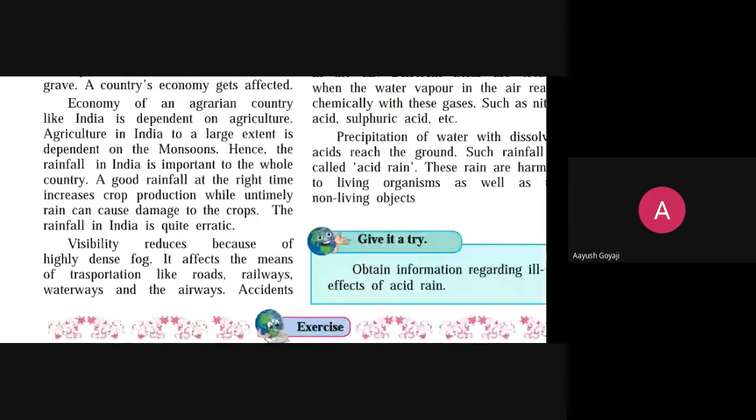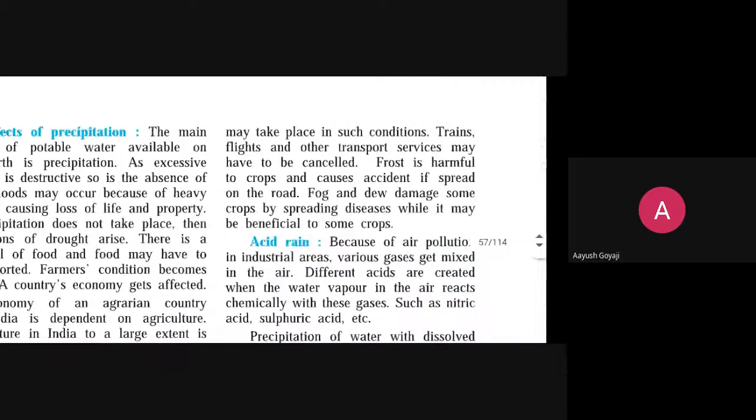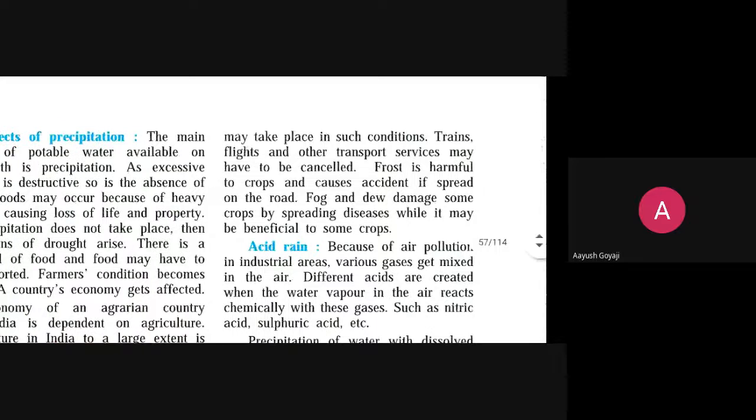खूप जास्त प्रमाणात जर धुकं पडलं तर काय होऊ शकतं, आपल्याला जी व्हिजिबिलिटी आहे म्हणजे दृश्यता आहे ती कमी होऊ शकते. Also it affects the means of transportation like roads, railways, waterways as well as airways. म्हणजे ट्रान्सपोर्टेशनचे जेवढे काही रूट्स आहेत, ओके, तर हे सगळे रूट्स अफेक्ट होऊ शकतात कारण आपल्याला व्हिजिबिलिटी कमी आहे. Accidents may occur and accidents may take place in such conditions.